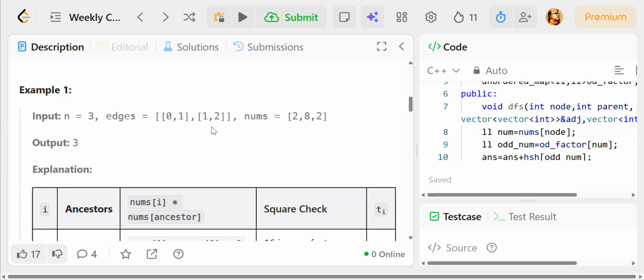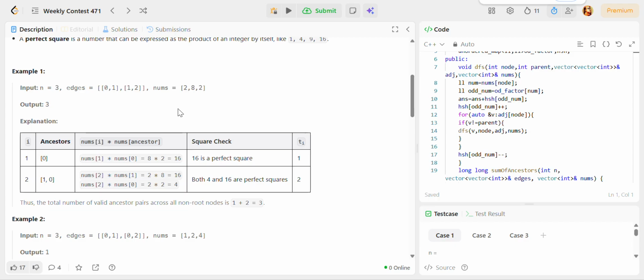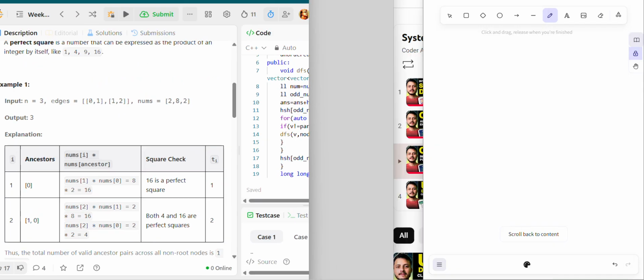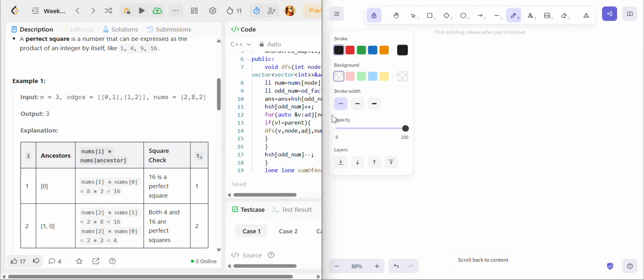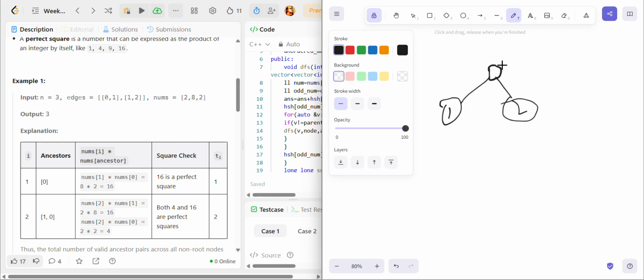So let me explain the first example. N equals 3, edges are given like this, and nums is 2, 8, 2. So it is like this: 0, 1, 2, and the values are assigned as 2, 8, and 2.